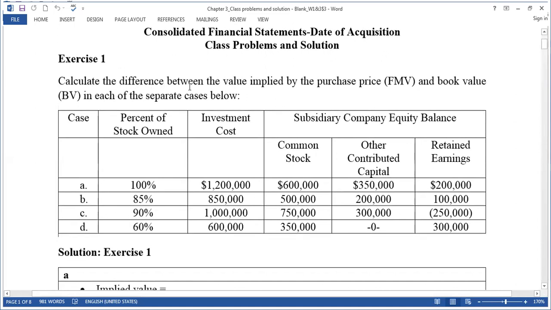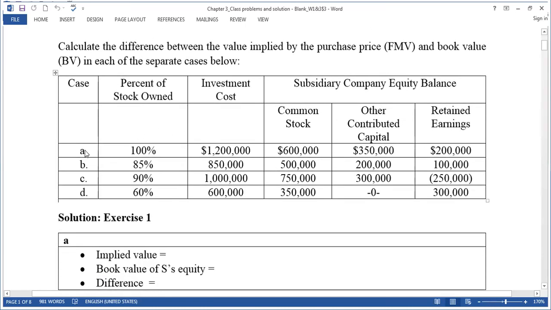You can see that it says calculate the difference between the implied value by the purchase price and the book value. So exercise 1 will help you to calculate the book value, to calculate the implied value, and to find out whether there is any difference or not. To find out the difference is important for another part of the questions, and to calculate the implied value and book value is also important. So this is the introduction question from this chapter.